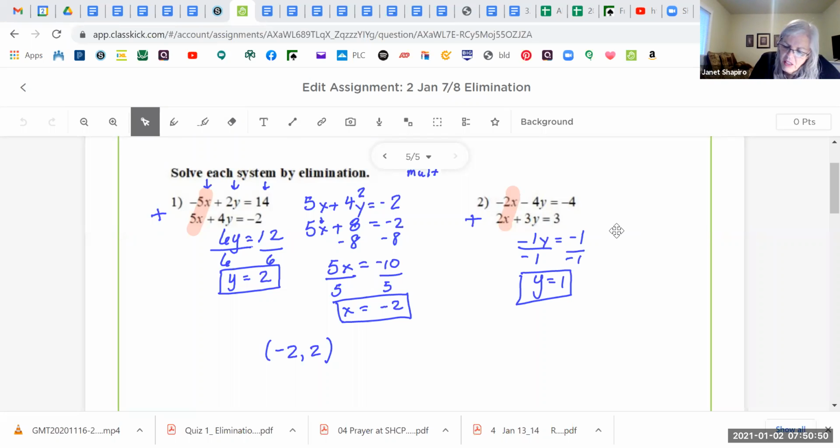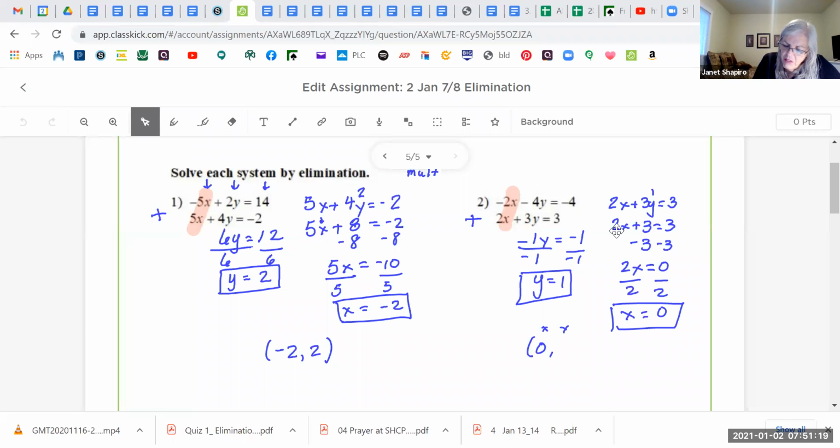Pick either equation. I'm going to take the second one and substitute that y is 1. So I have 2x plus 3 equals 3. I'm solving for x now, so I want to get rid of the 3. And when I divide by 2, I get x equals 0. So again, in alphabetical order, x always comes first in our ordered pairs. If I graph those two lines, that's where they'd intersect.